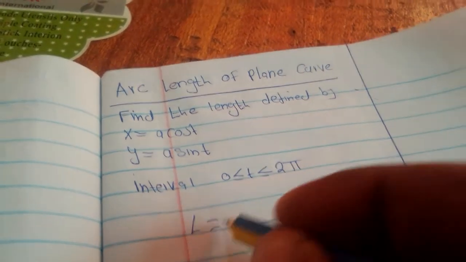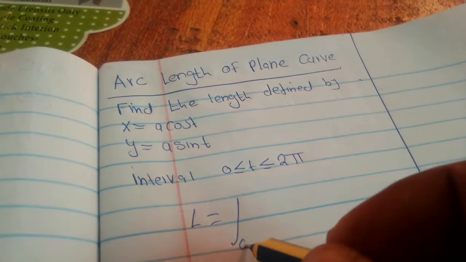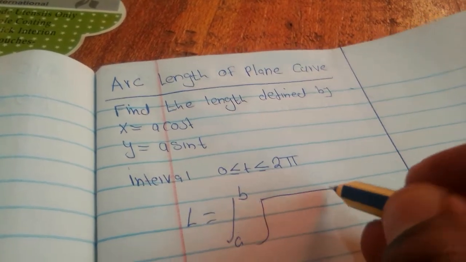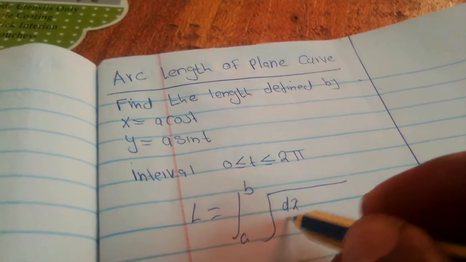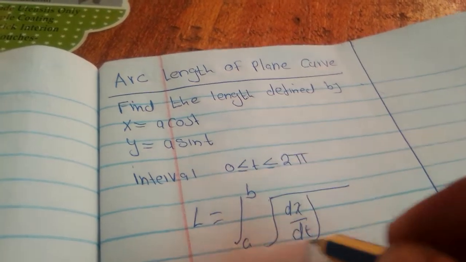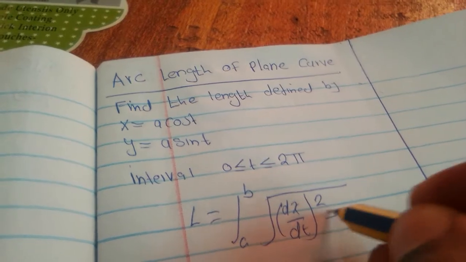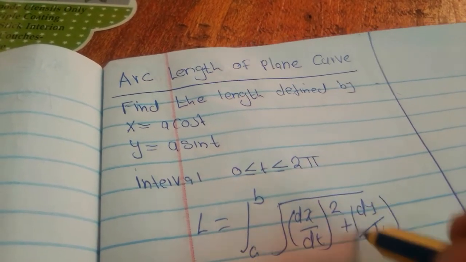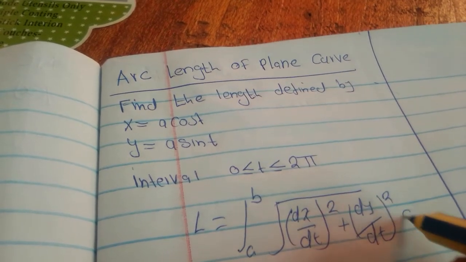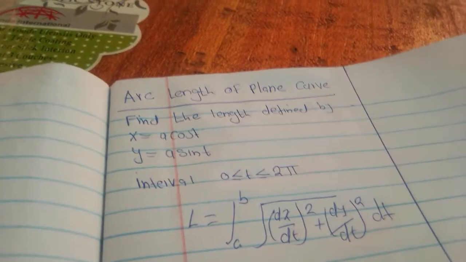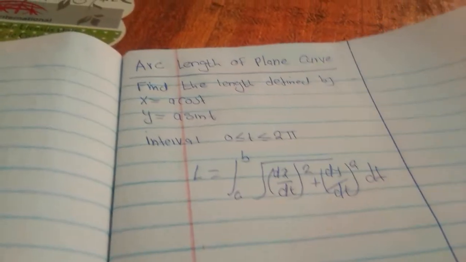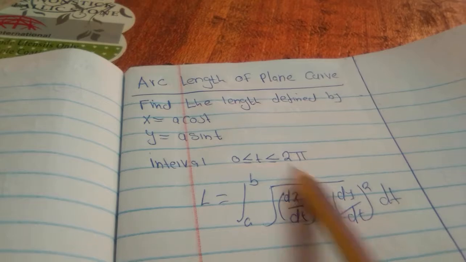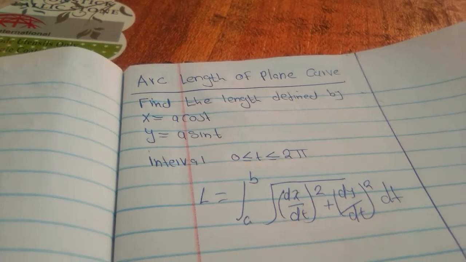so length is equal to integral from a to b square root of (dx over dt) squared plus (dy over dt) squared dt. So this is the formula to use to solve this one. So for this one, we are going to differentiate this one and then square.